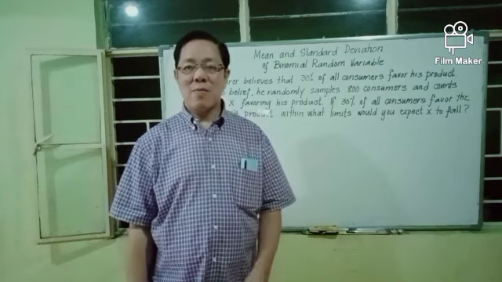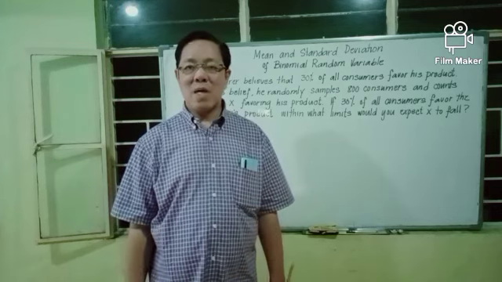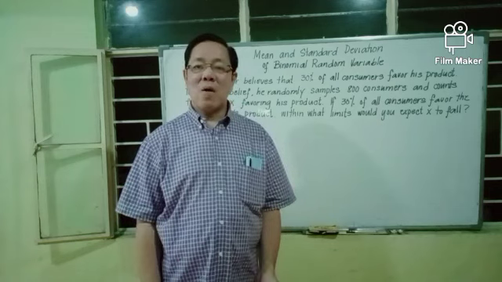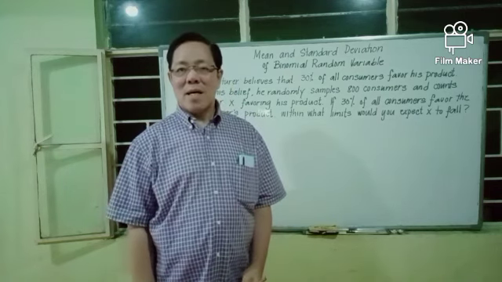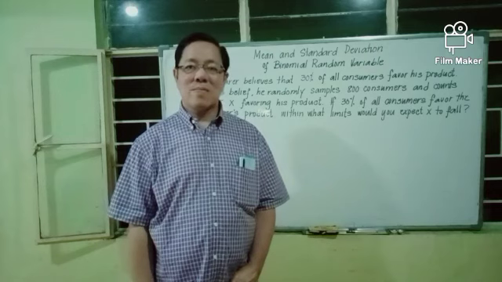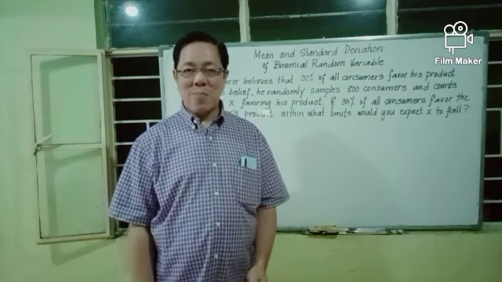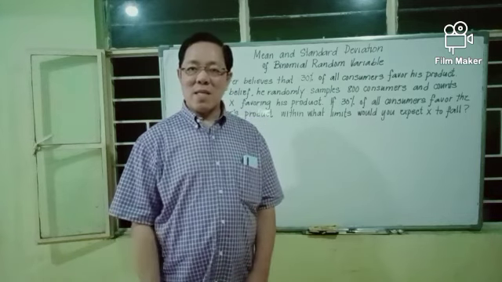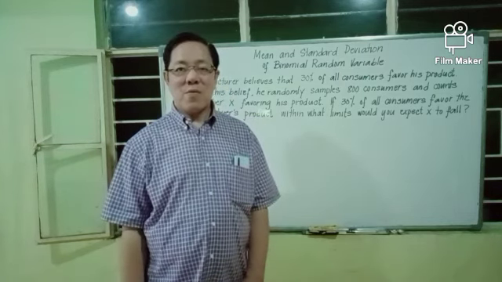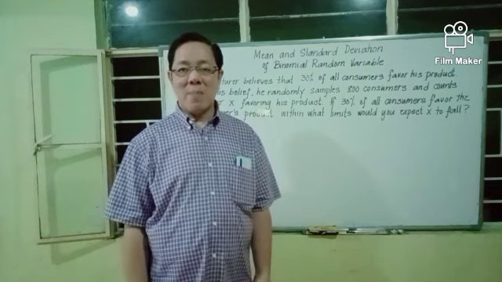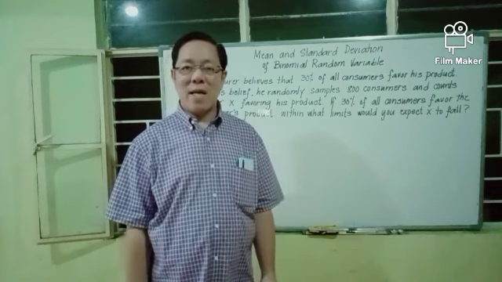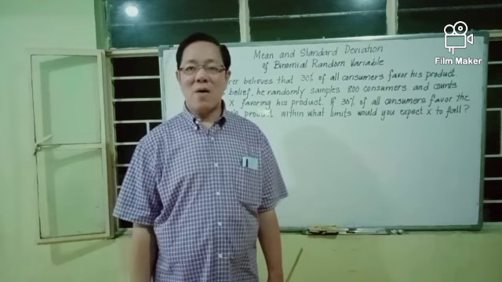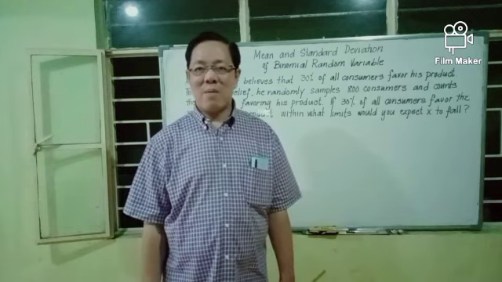The mean for a binomial random variable is denoted by the Greek letter mu and is equal to the product of the number of trials n and the probability of success. You recall that in a binomial experiment there are always two possible outcomes for each trial, and the probability of success for each trial is denoted by P, and the number of trials is denoted by small letter n. And the product of n and P is the mean of the binomial random variable.